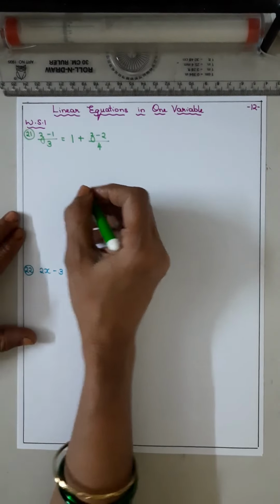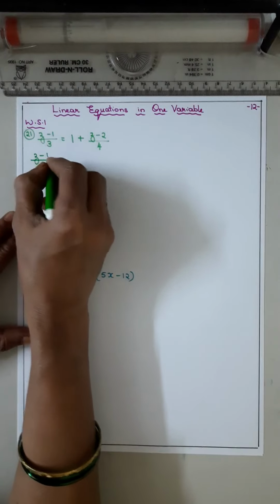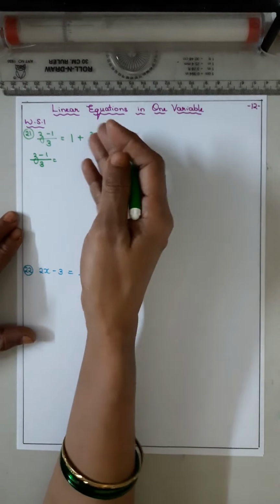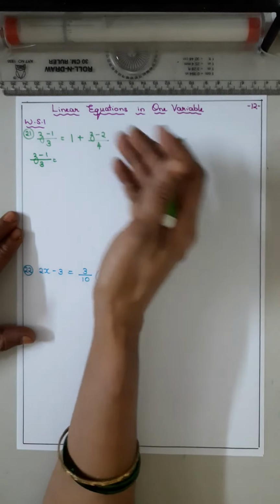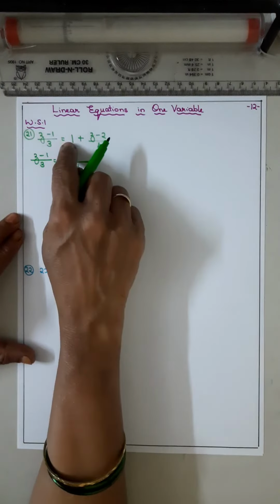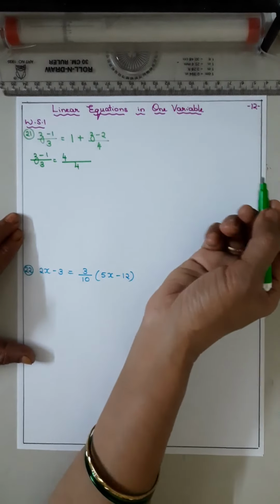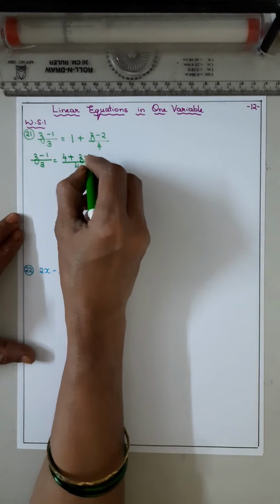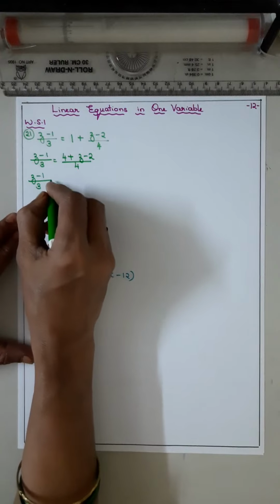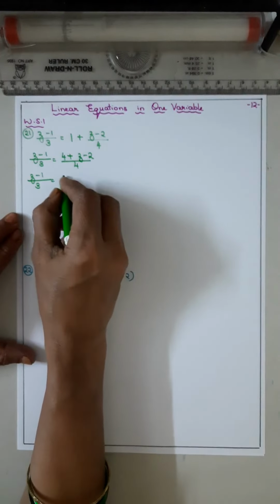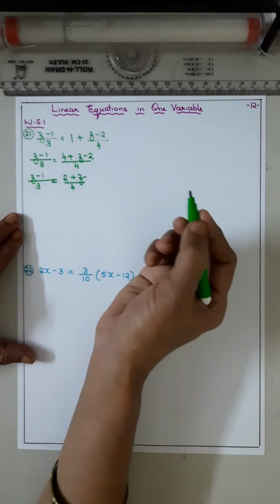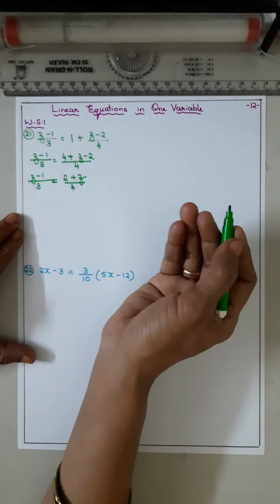Okay, now it will be (z minus 1) by 3. Now 1 you have to take to the other side. Take it full, isn't it? So the LCM is 4. So 1 means 4 by 4 plus z minus 2. Now it is (z minus 1) by 3 equals 4 minus 2, which is 2, plus z, by 4. Isn't it? Now you got both the sides.